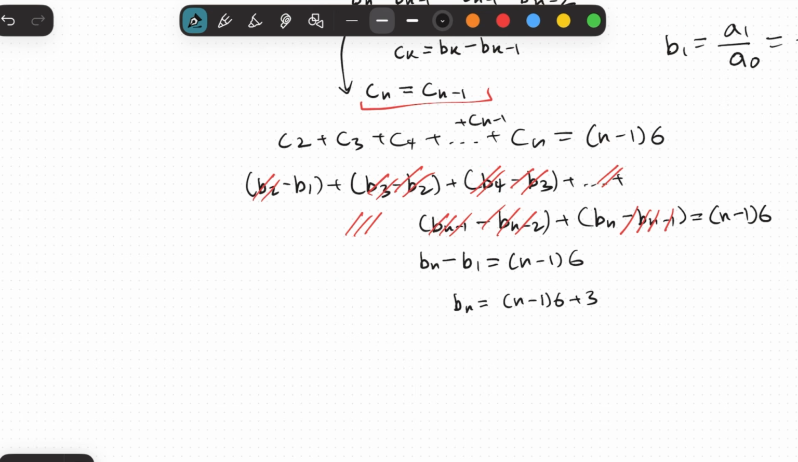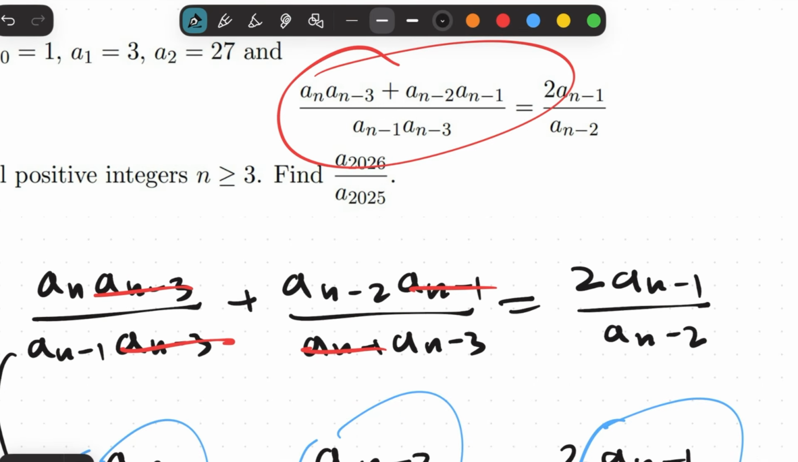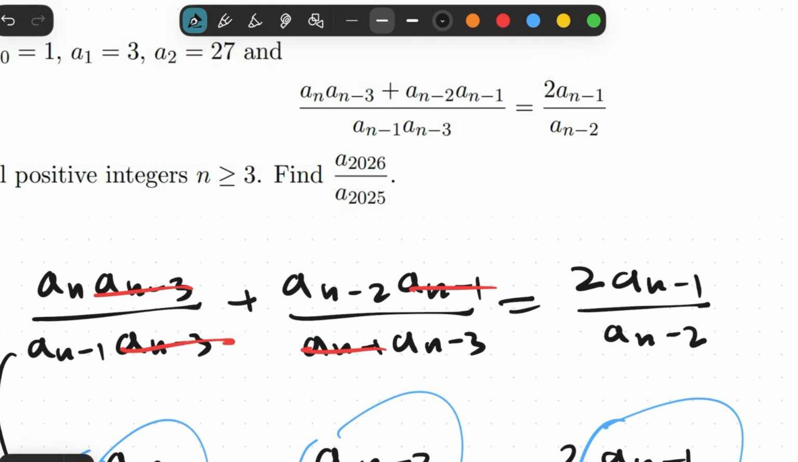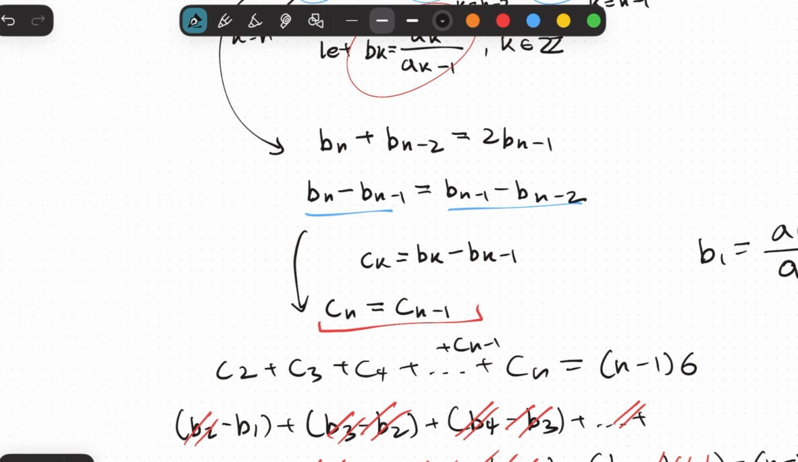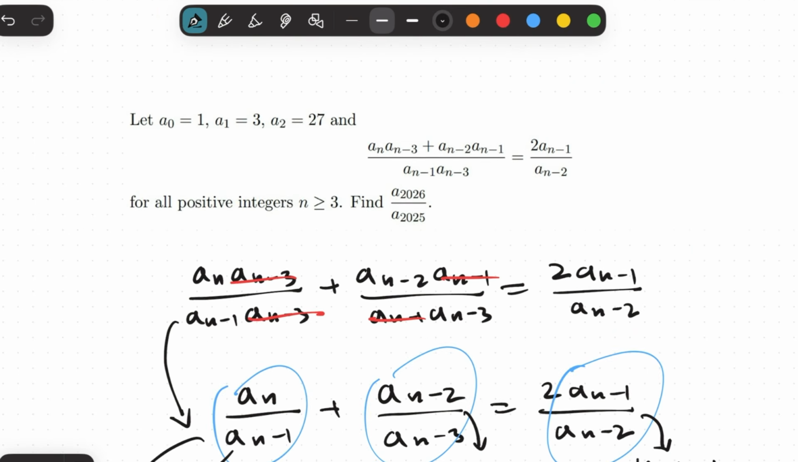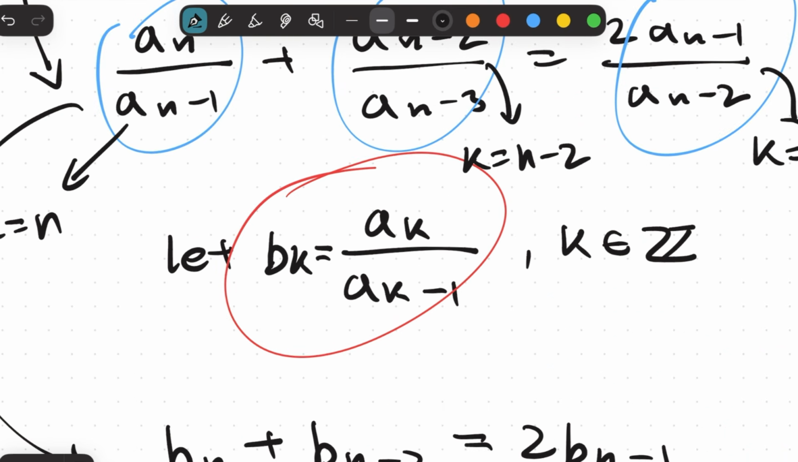Now, what can we do with this? Well, go back to your problem. What do you want to find? You want to find a2026 over a2025. Now, go back to your defining feature for B. Remember, the defining feature for Bk is ak over a(k-1). And this is super convenient because we are literally asked to find a ratio of 2 consecutive terms, and this Bk is literally equal to the ratio of 2 consecutive terms.